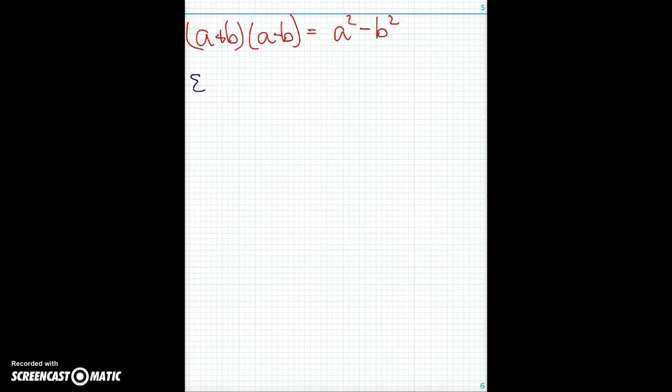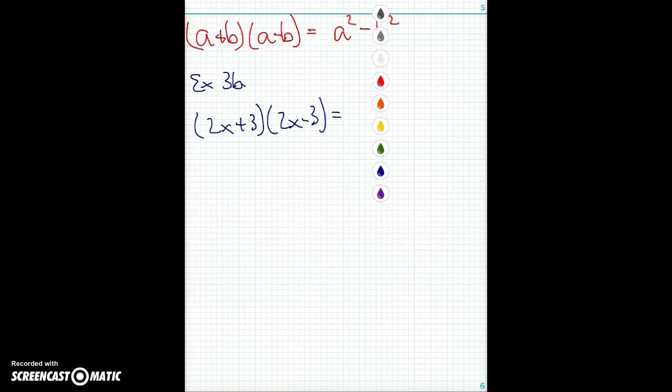So we've got another example, we'll call this 3b. If we have 2x plus 3 times 2x minus 3, again, 2x is our a, 3 is our b, and in both terms, a is 2x and 3 is b.